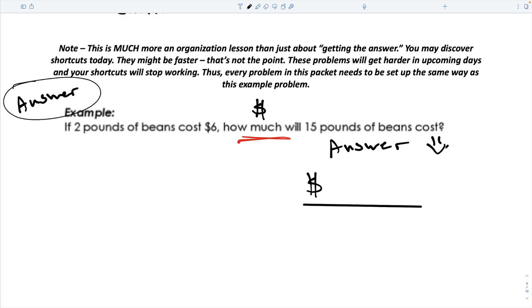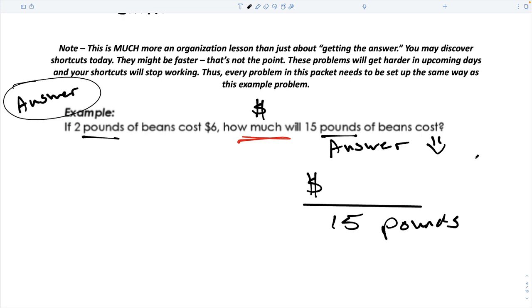That means what unit's on the bottom, Aurora? If dollars is above, what's the denominator going to be? Tell me the unit, not the number. It's pounds on the bottom. And I'm looking for 15 of them, right? So I need to know how much money 15 pounds is going to cost me. That's what I'm searching for. Leave this to the right.